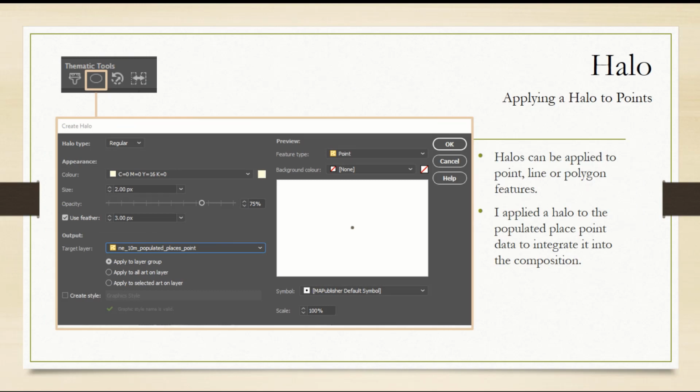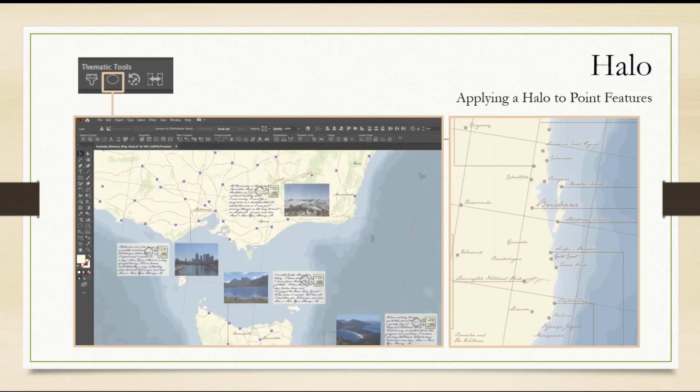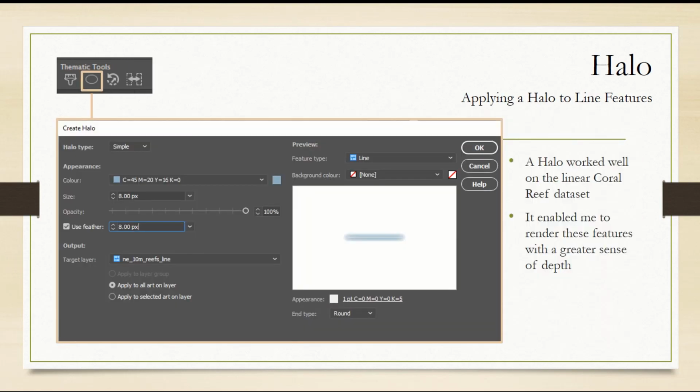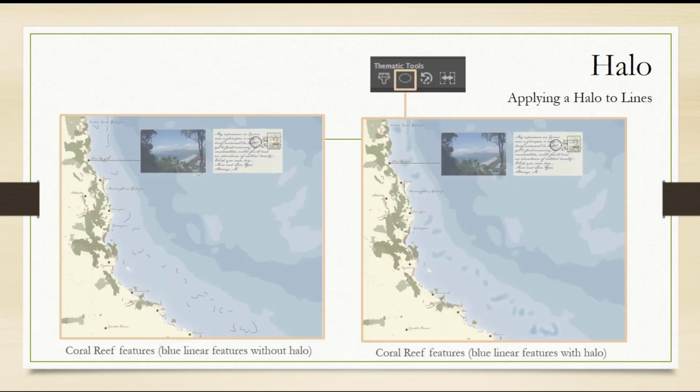Halos can be applied to point, line, or polygon features. I applied a halo to the populated place data to integrate it into the composition. It is a subtle effect, but it does make a difference. I also decided to apply a halo to the coral reef dataset because it was linear and I wanted to render these features with more of a sense of breadth and in such a way that it would integrate into the map composition. The coral reef dataset shown on the left is the original, and the dataset shown on the right was enhanced by a halo effect, which helped the coral reef stand out in contrast with the bathymetry.